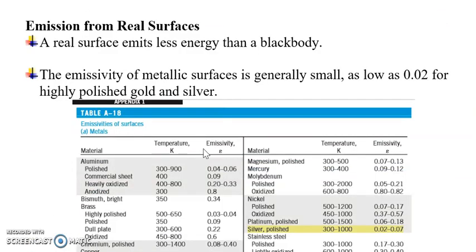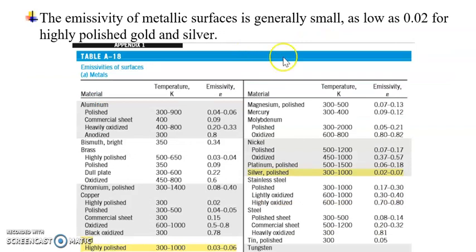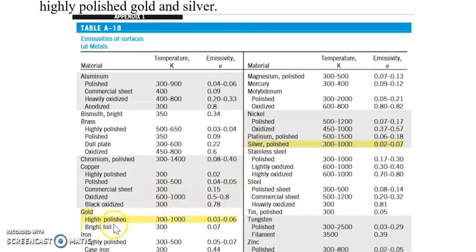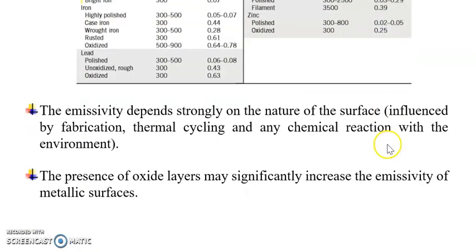Emission from real surfaces. A real surface emits less energy than a black body. Black body is ideal. The emissivity of metallic surfaces is generally small, as low as 0.02 for highly polished gold and silver. As you can see in your appendix, highly polished gold is about 0.03 up to 0.06, and polished silver is 0.02 up to 0.07. Quite low. The emissivity depends strongly on the nature of the surface, influenced by fabrication, thermal cycling, and any chemical reaction with the environment. And with the presence of oxide layers, the emissivity may significantly increase.